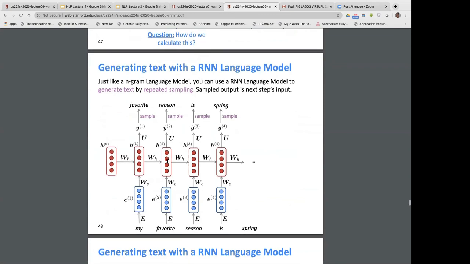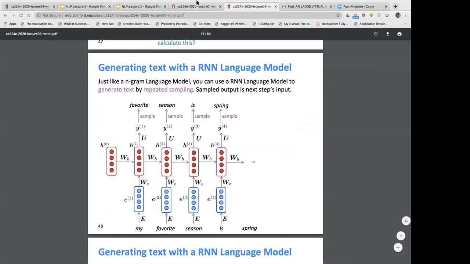So how do you generate text with an RNN language model? It's just like an n-gram language model. You can use it to generate text by sampling repeatedly. Here, we have our initial hidden state. We initialize it with zeros or we initialize it randomly. Our first input is "my." It takes information from this initial hidden state and predicts "favorites." So it has encoded information from "my."